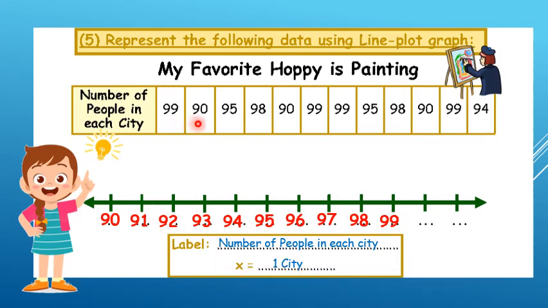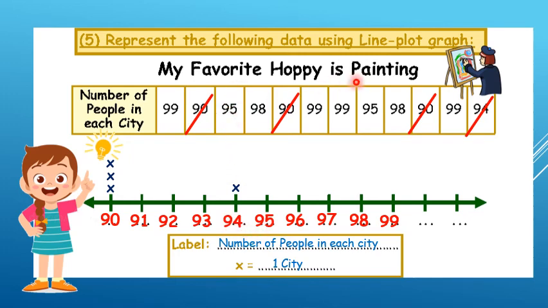Now how many 90s do we have here? We have 1, 2, and 3. Then we will draw 3 X's above 90. And before we plot them, we must cancel them in this data. Okay? We cancel the first one, and the second one, and the third one. Then we have 3 cities that have 90 people who love painting. Now let's go to the next one, which is 91. Is there a 91 here? No. 92? No. 93? No. 94? Yes, we have just one city which has 94 people who love painting. Then we will write down X only above 94. One city only.